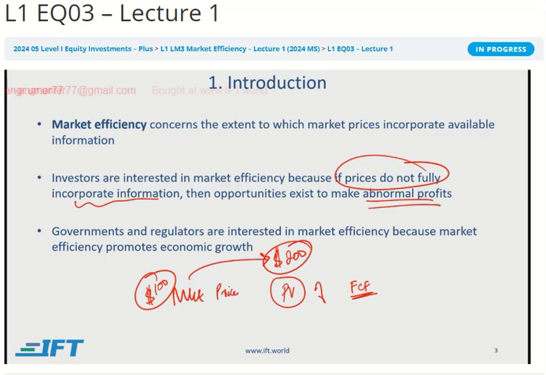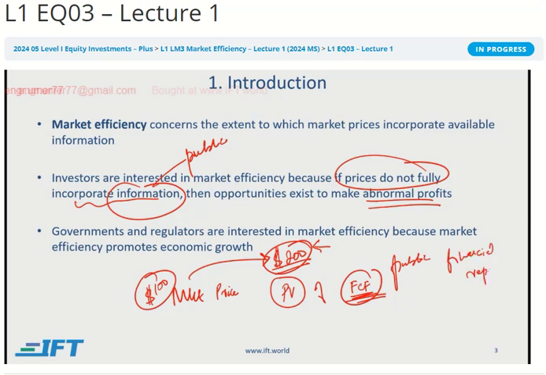Now, that information that we are talking about is public information, right? The future cash flows that we're talking about that somebody is using to come up with this $200 present value is public information which they are gathering from the financial reports and other public data of that company. We're not talking about private information over here.